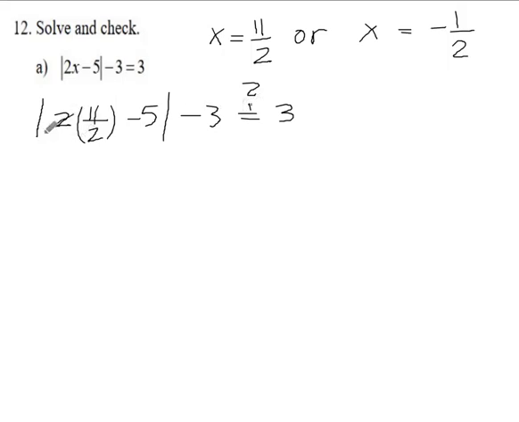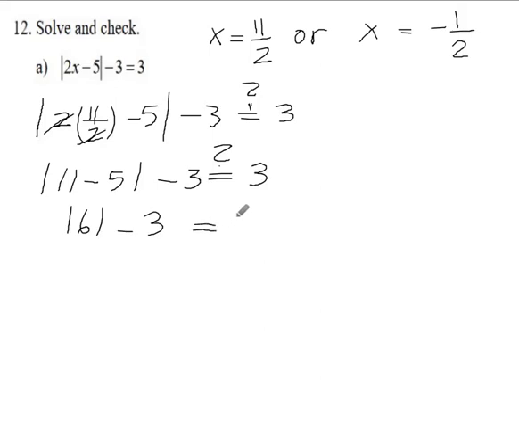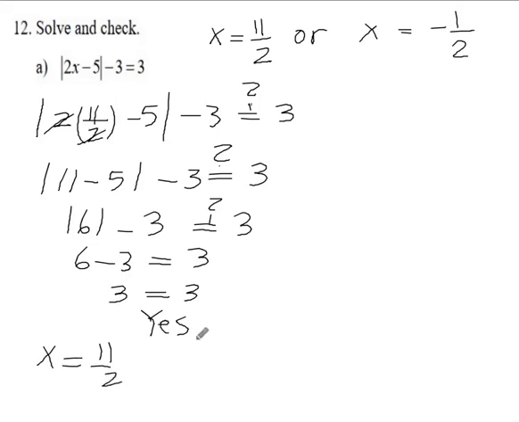Okay, so here this 2 reduces, 11 minus 5, so that would be absolute value of 11 minus 5, minus 3. Is this equal to 3? That's the question still. We have 11 minus 5, that would be absolute value of 6 minus 3. Is it equal to 3? Absolute value of 6 is 6. Yeah, 6 minus 3 is equal to 3. Yes, 3 is equal to 3. So yes, the one solution would be x is equal to 11 over 2.